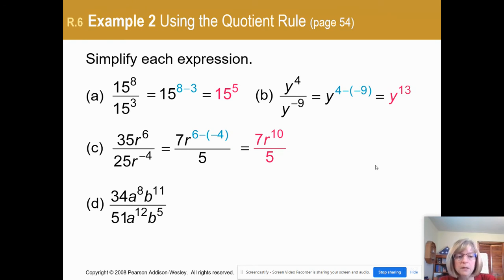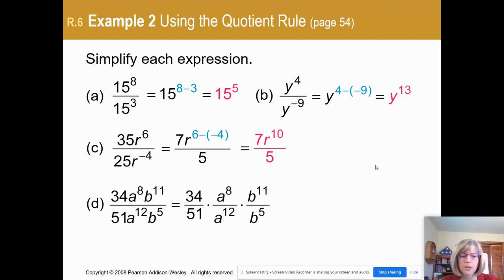For example D, I have 34 over 51 that I need to simplify. I have a to the 8th power over a to the 12th power that I need to simplify, and I have b to the 11th power over b to the 5th power that I need to simplify. So 34 over 51, 17 goes into both 34 and 51, so I'll divide those both by 17. If I think in terms of matching and canceling, I have 8 pairs of a that I can match and cancel, and I'll be left with 4 a's in the bottom. I could also do 8 minus 12 and get a to the negative 4.